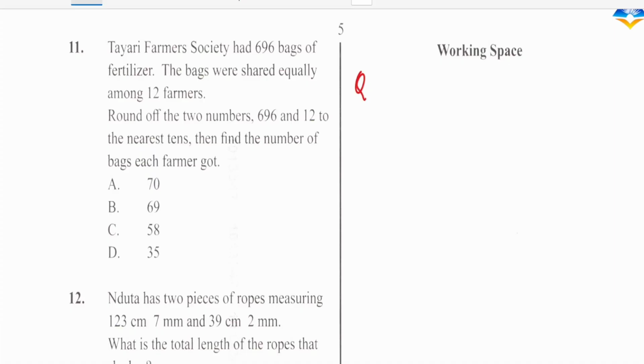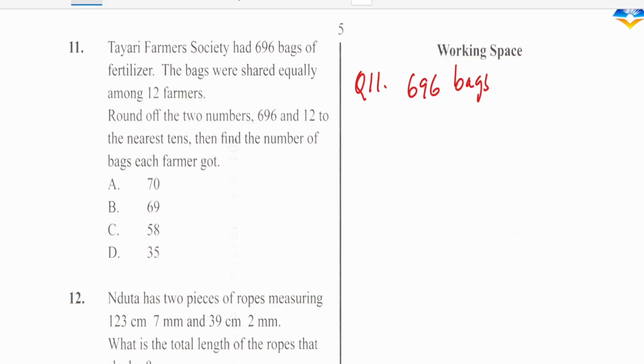Now for question 11, you've been told that Tayari Farmers Society has 696 bags of fertilizer. The bags were shared equally among 12 farmers. Round off the two numbers, 696 and 12, to the nearest tens. Then find the number of bags each farmer got.